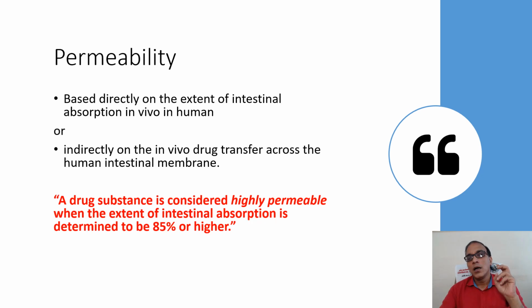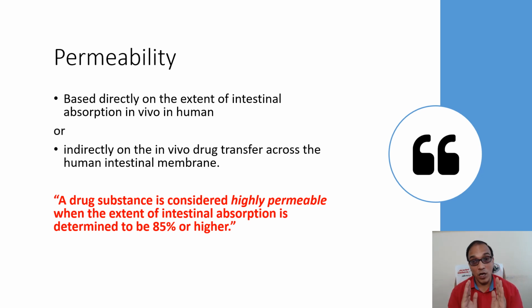In a similar manner, we will define the permeability. It is based directly on the extent of intestinal absorption in vivo in humans, or indirectly on the in vivo drug transfer across the human intestinal membrane. A drug substance is considered highly permeable when the extent of intestinal absorption is determined to be 85% or higher. This must be kept in mind. 85% or higher is the criterion by which we say that this drug is highly permeable, because we are asking on the basis of high solubility, high permeability.